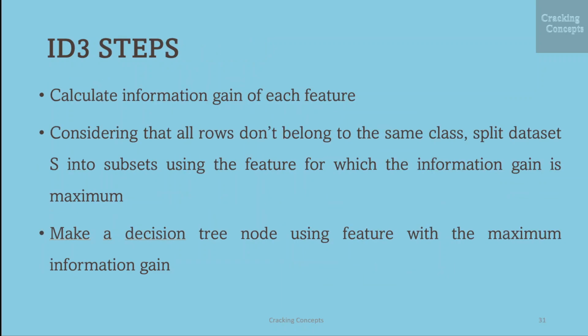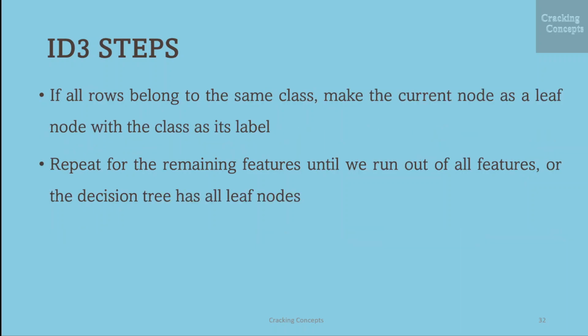Now we'll look into the steps involved in the ID3 algorithm. We'll calculate the information gain for each feature first. Considering that all rows do not belong to the same class, we'll split the data set S into subsets using the feature for which the information gain is maximum. Then we make a decision tree node using the feature with the maximum information gain. Now if all the rows belong to the same class, then we make the current node a leaf node with the class as its label. And we repeat this for the remaining features until we run out of features or the decision tree has all the leaf nodes.